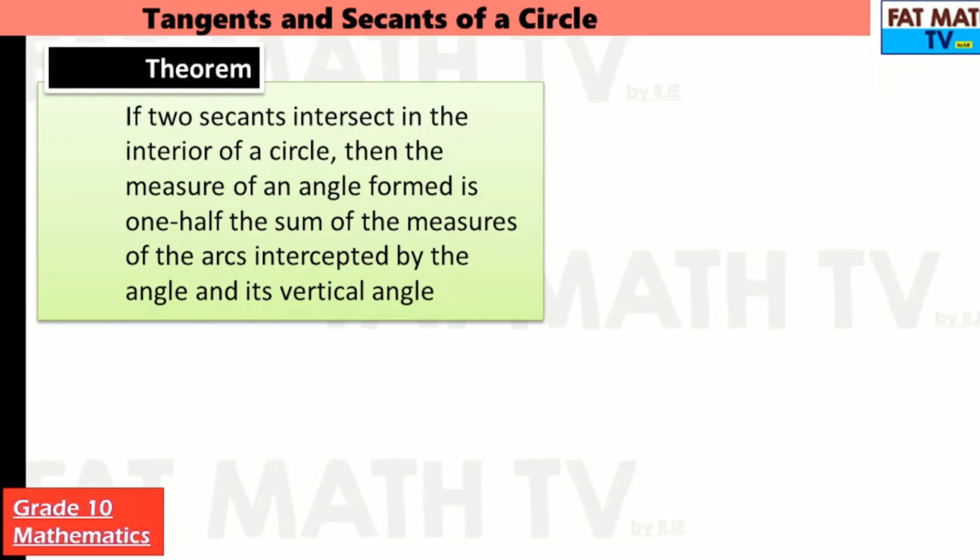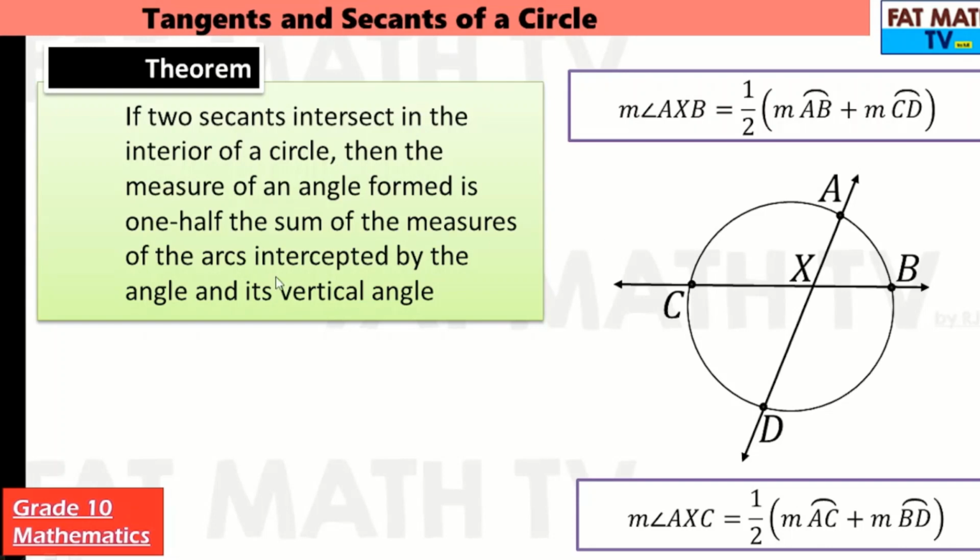Next, if two secants intersect in the interior of a circle, then the measure of an angle formed is 1/2 the sum of the measures of the arcs intercepted by the angle and its vertical angle. So here we have two secants AD and BC intersecting at x in the interior of the circle. So the measure of angle AXB is equal to 1/2 the sum of the measures of the arcs intercepted by the angle.